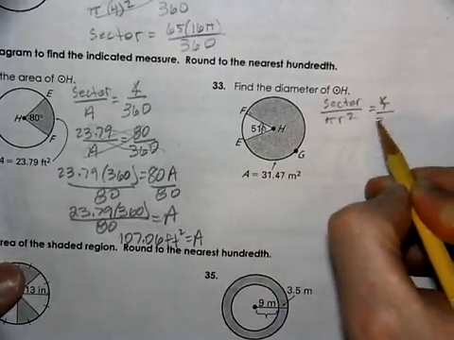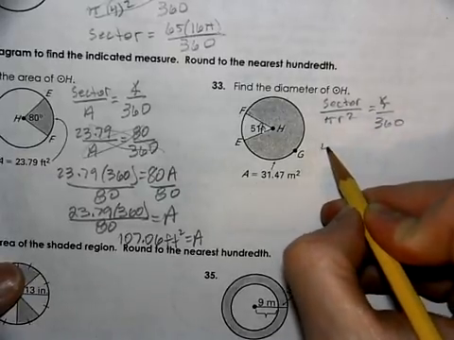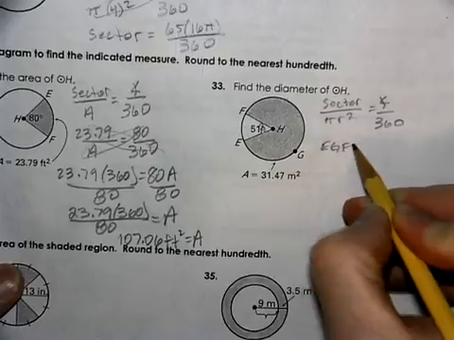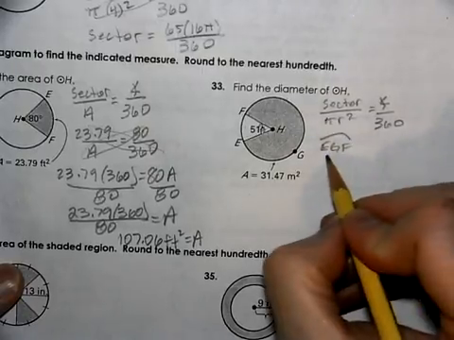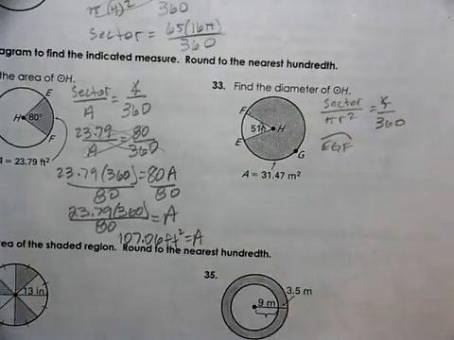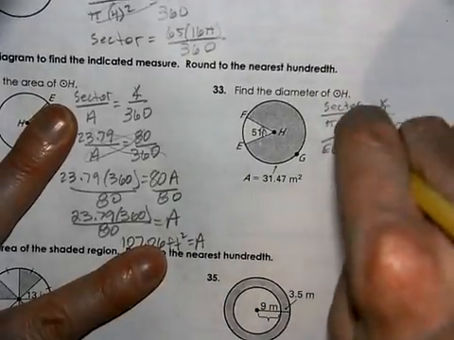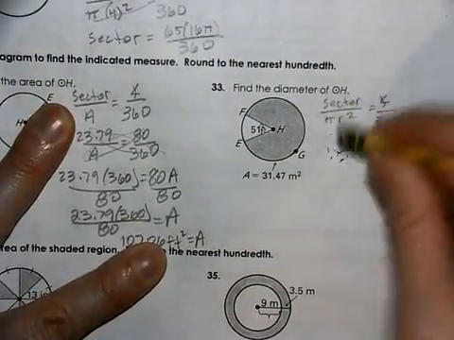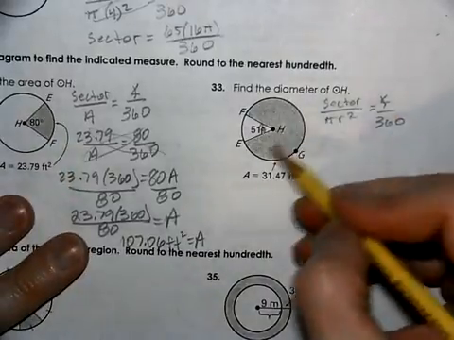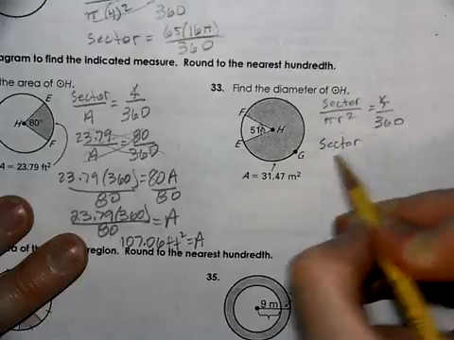Angle over 360. The sector is called EGF, arc EGF. Well, that's not true. Sorry, that's if we were naming the arc itself. We're not naming the arc. We're looking for the sector area. So let's just leave it with sector.